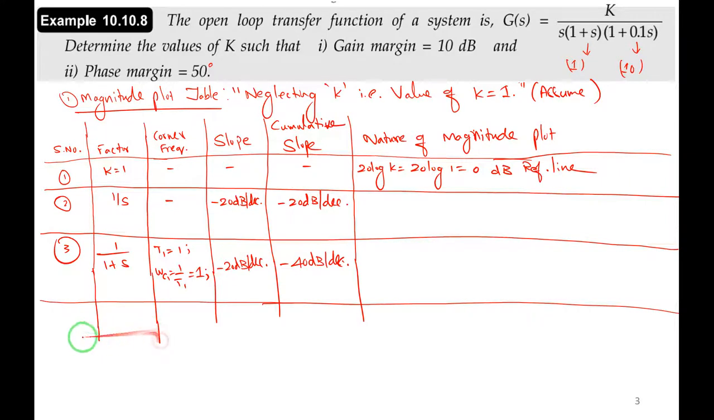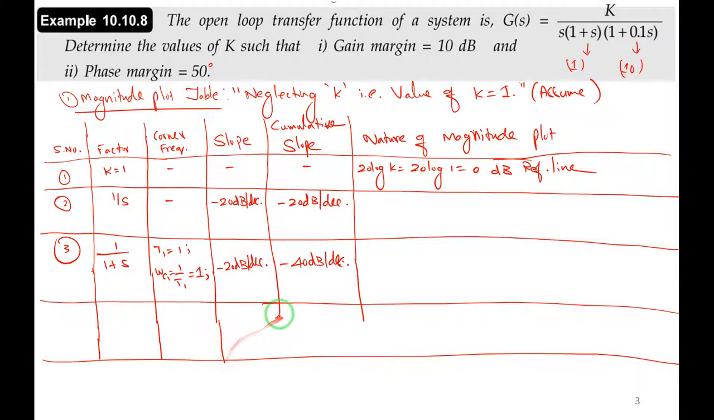Last factor, the fourth one: 1 divided by 1 plus 0.1 s. So 1 plus t2 s. What is t2 here? T2 is 0.1, so omega c2 is equal to 1 by t2, 1 by 0.1, which is 10 radians per second. Due to this simple pole, it will contribute minus 20 dB per decade. This is the slope contribution by this factor. The previous cumulative slope is minus 40 and the present one due to this factor is minus 20. Add both, minus 40 plus minus 20, so it is minus 60 dB per decade.